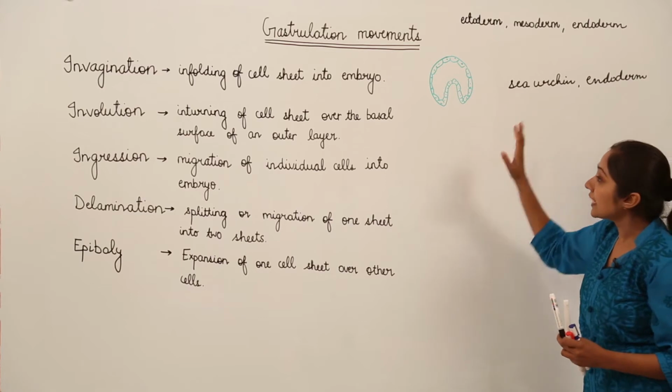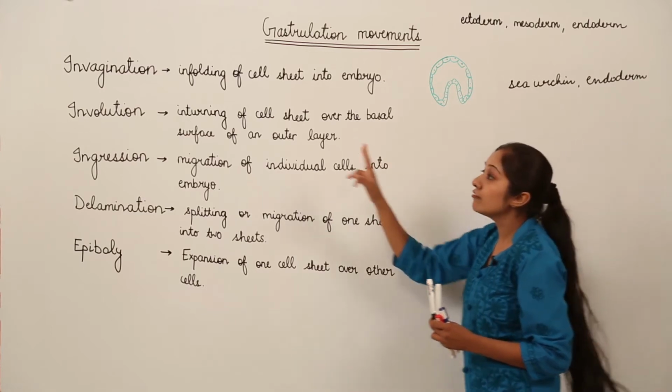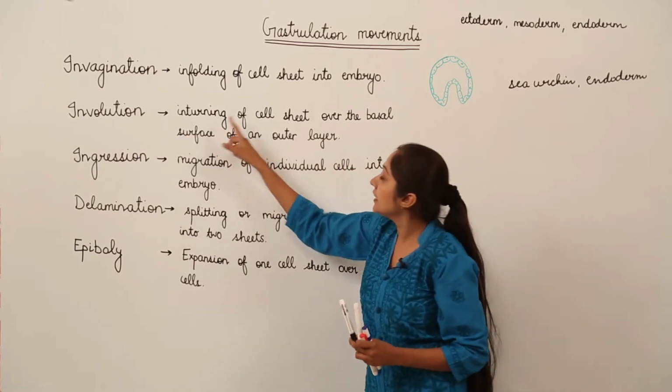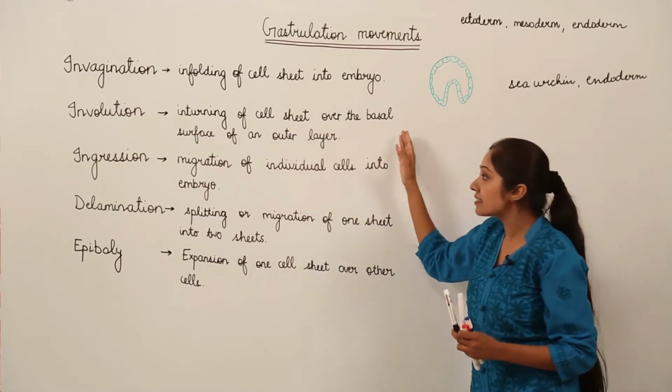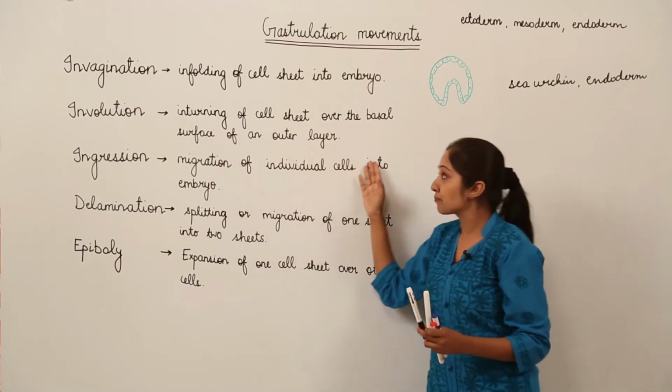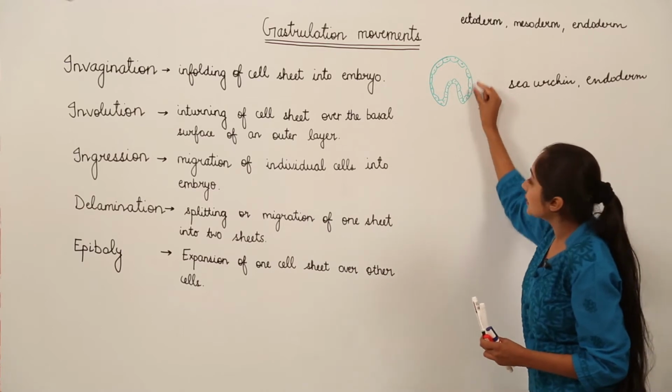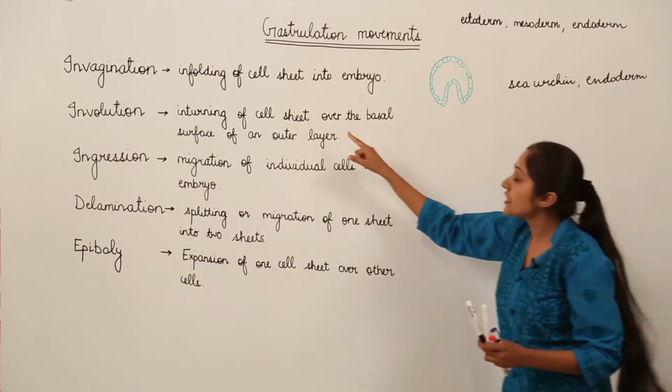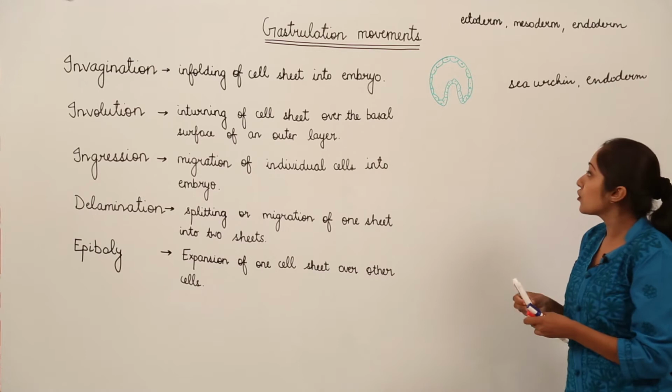Okay. So the next type of movement, let's move on to involution, that is interning of cell sheet over the basal surface of an outer layer. So this is the basal surface. So what is going to happen? The cell sheet is going to intern. Let's draw this one also.